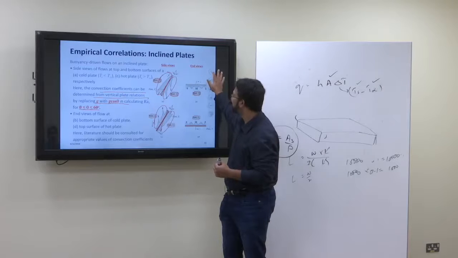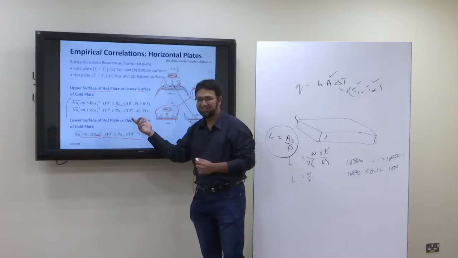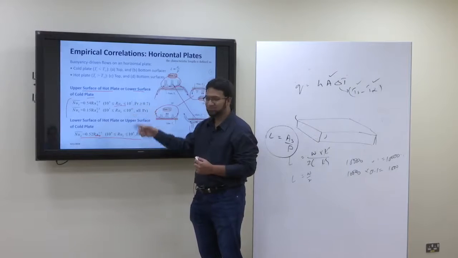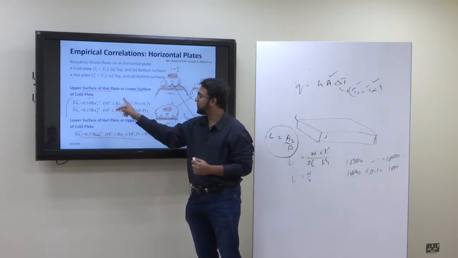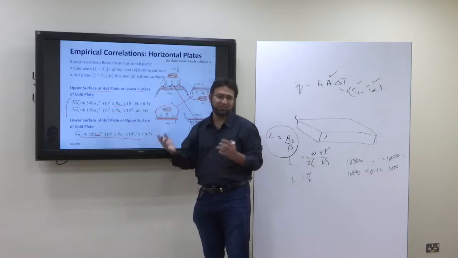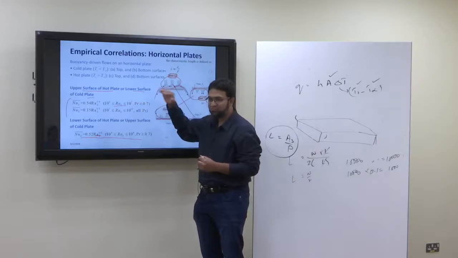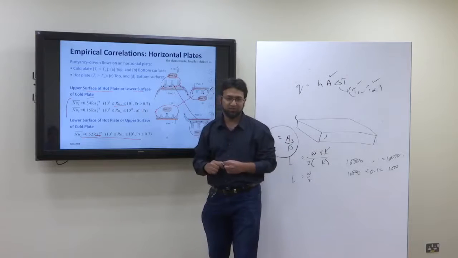Actually, the thing is that for this case we have two different correlations. One correlation is between 10 to the power 4 and 10 to the power 7. The other correlation is between 10 to the power 7 and 10 to the power 11. It doesn't matter whether it is laminar or turbulent. You have to use the correlation which fits that Rayleigh number.